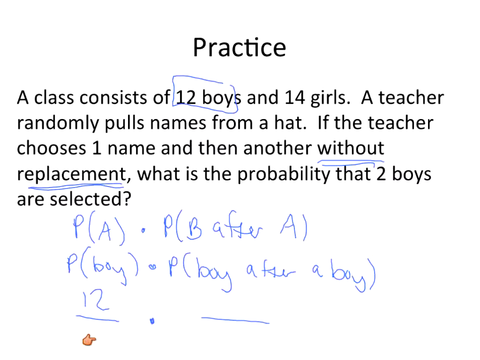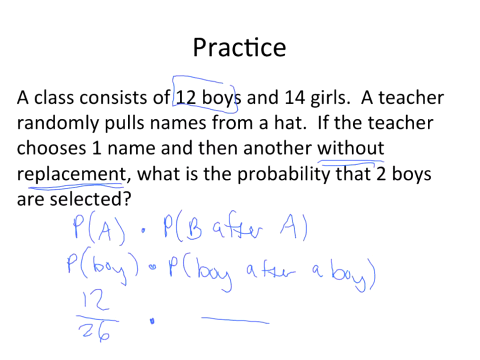So I have 12 boys, 14 girls. What's my entire options here? 26. Are we okay with how she found that? 26, 12 plus 14. Good job. So if you're a boy, 12 out of 26 times a boy is going to get picked.